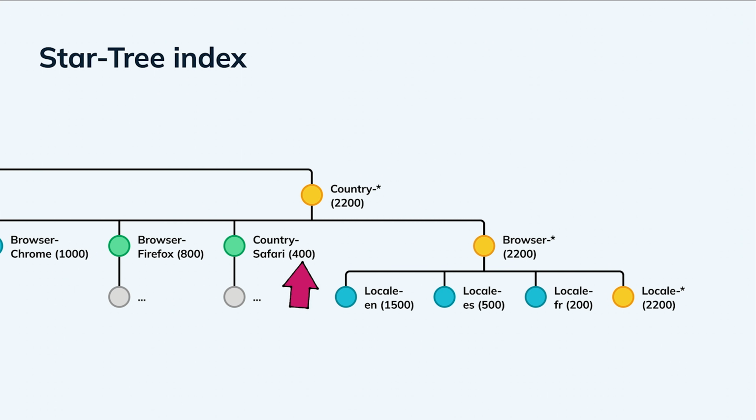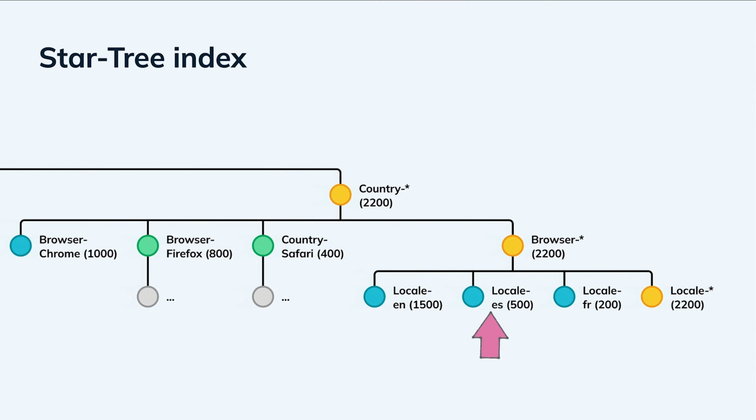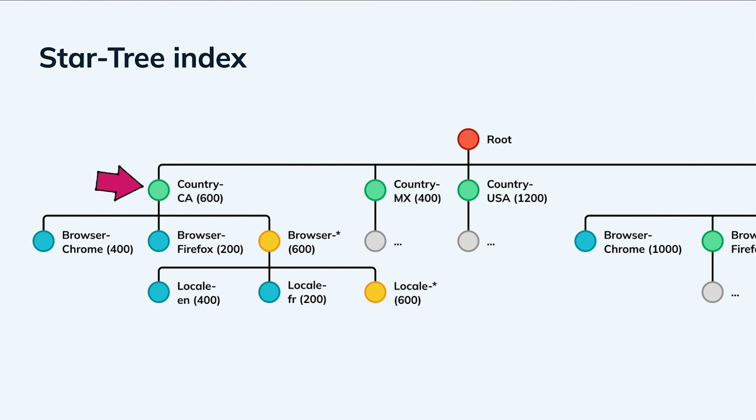Now, let's say I want locale, Spanish. I don't care what country, I don't care what browser, I just want locale Spanish. I'll go through those two, country star, browser star, and the locale ES. Ah, there we go, 500. If I do want all of the Firefox users in Canada, I'll need to traverse over to Canada and say, okay, under Canada, browser, Firefox, that's 200. I already have that there. Or all of the French speakers in Canada, I'll go to Canada, browser wildcard, down to locale French, that's 200. So all of those aggregates, regardless of what combination of my three dimensions, they're already stored in the index.